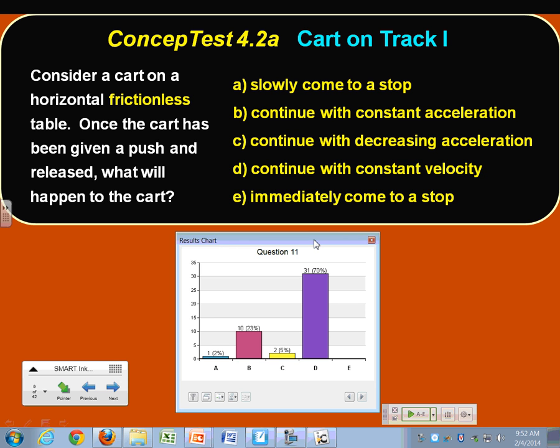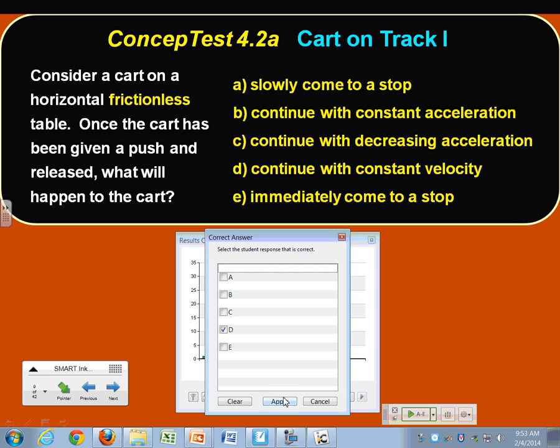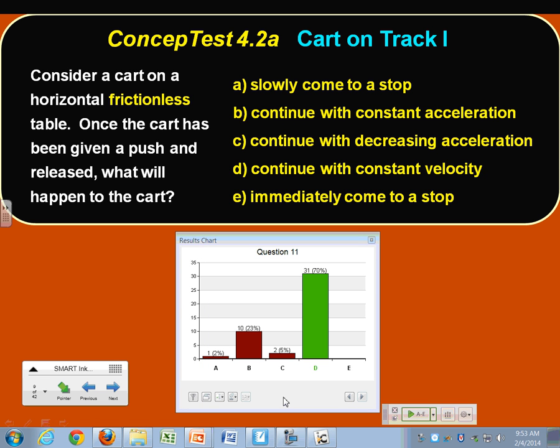Oh, it is D. Okay, I'm sorry. I thought that was E. Yeah, D is the right answer. It's going to continue with constant velocity. After you put it into motion, it's then in a state of constant velocity, and it will continue in that state forever, right, until a force acts upon it, or it runs off the table. So D is the right answer.